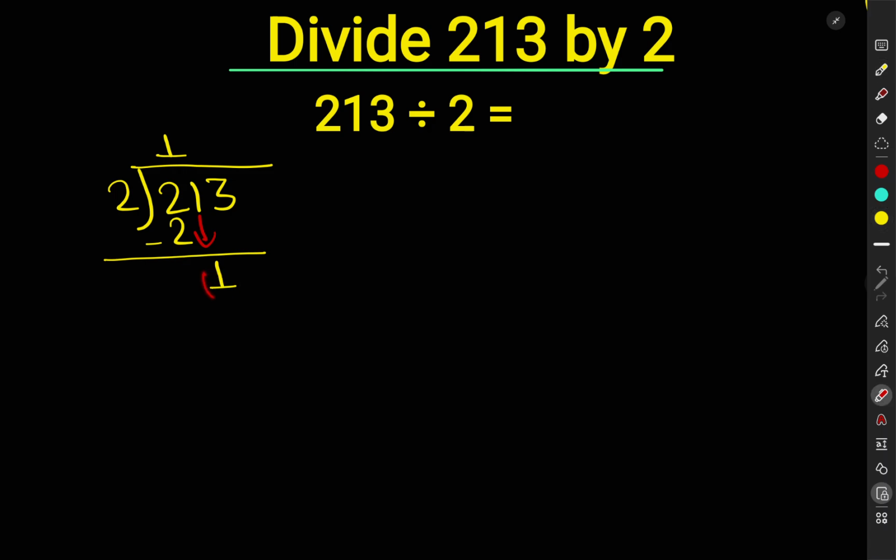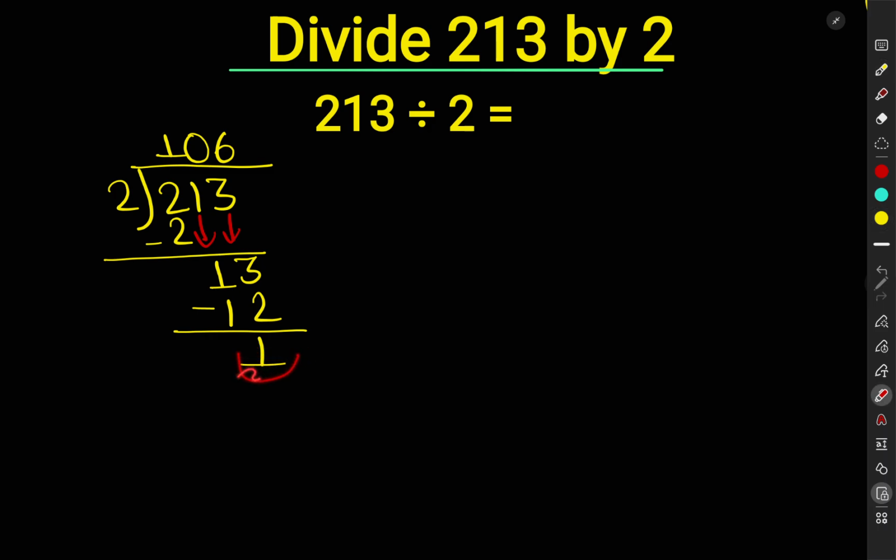So now this 1 is less than 2. So we put down another number, this 3, and we take here 0. So now it became 13. So 2 times 6 means 12. On subtracting we get 1.